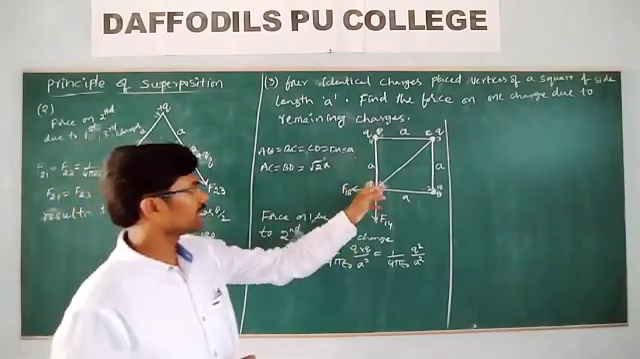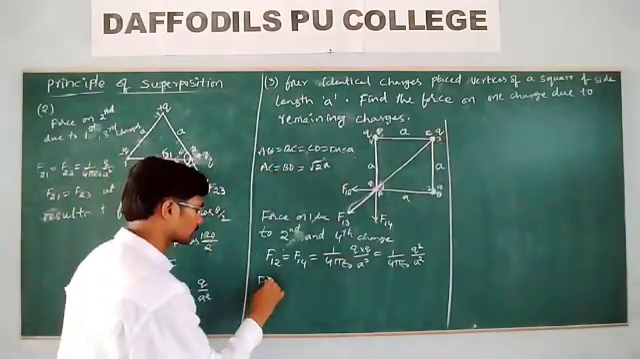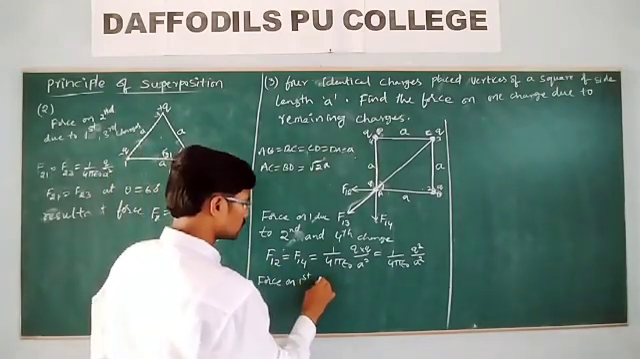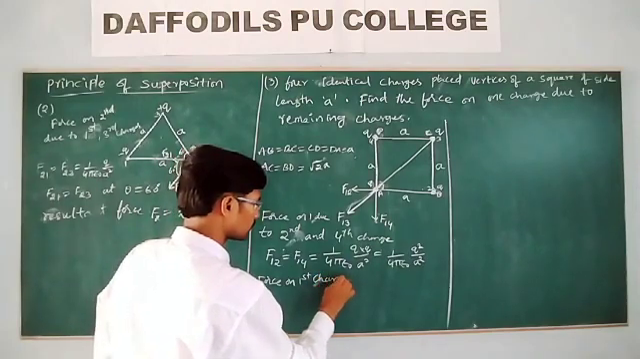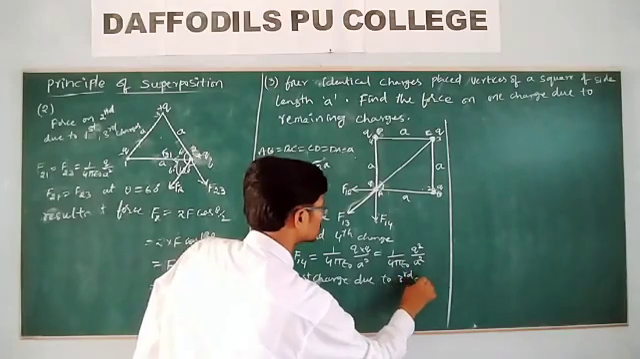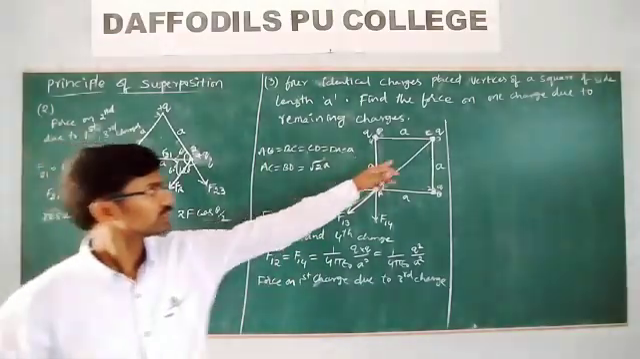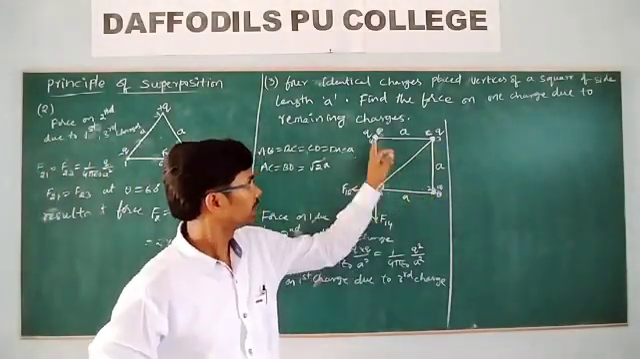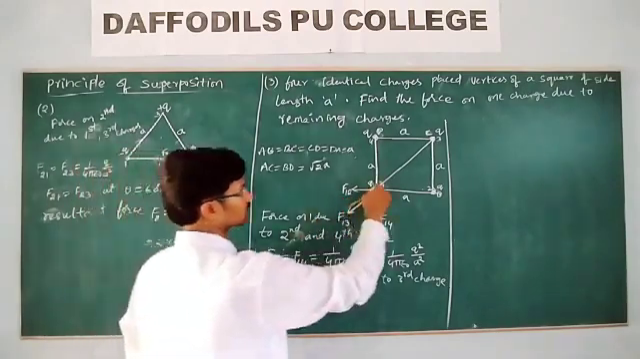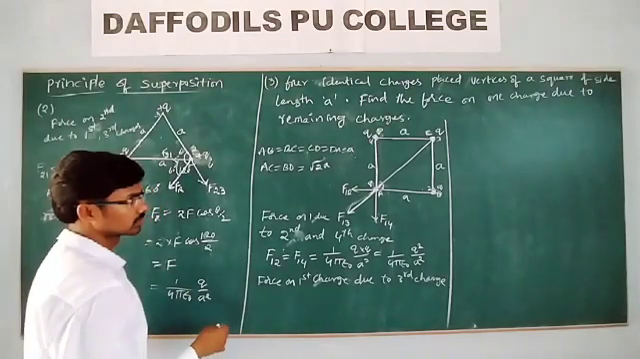But tell me, the force acting on the first charge due to the third charge, along CA and DB. The force on the first charge due to the third charge, due to this one. Now what is that one? What is the charge here?